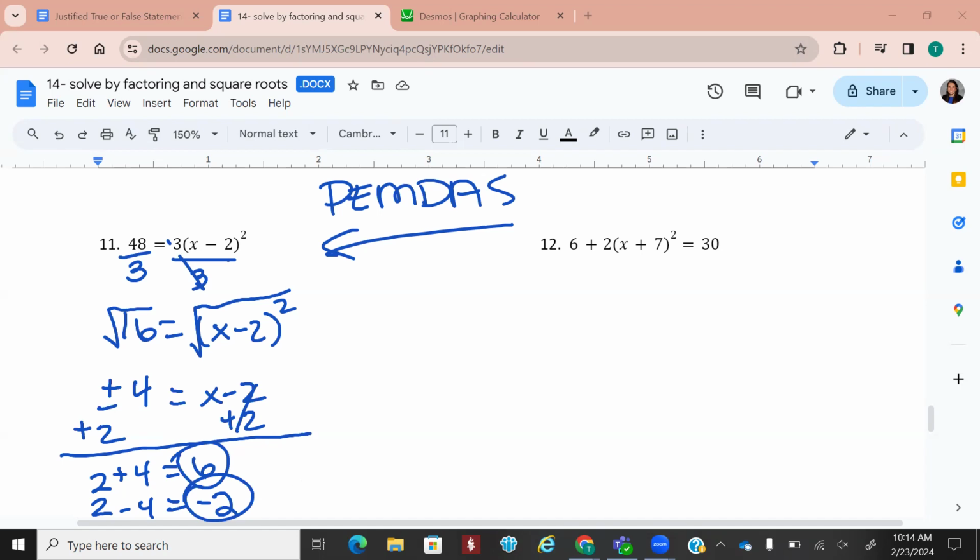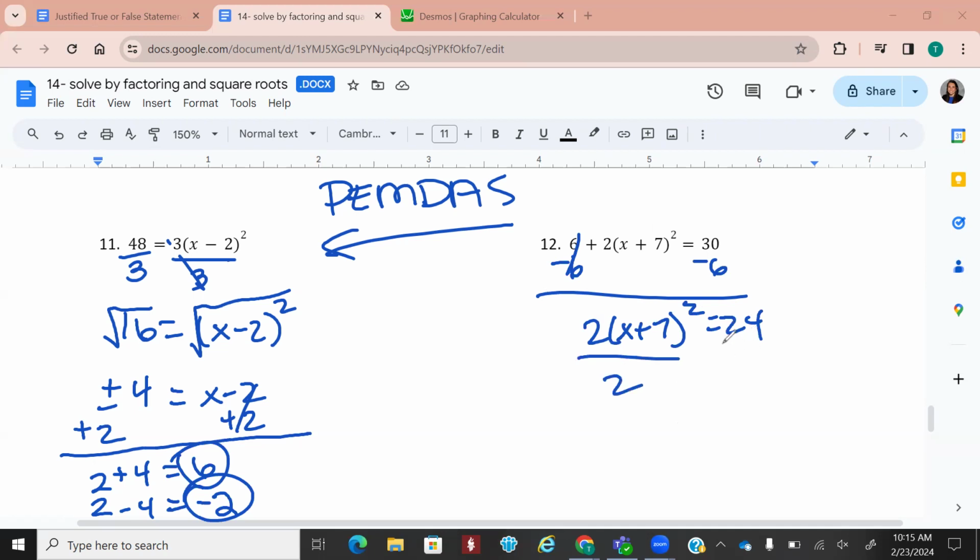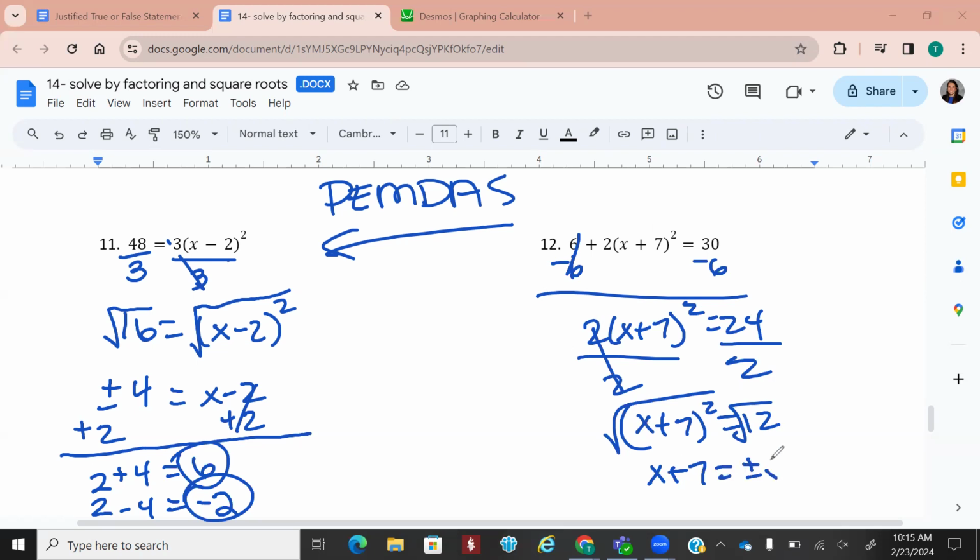Okay, so this one's just a little different, and it's because it has that x minus 2 parentheses in it. Same concept's going to happen on 12. We're going to subtract 6, and then we're going to divide by 2. We want to get x by itself, so we're going to take the square root of both sides. And that gives us positive and negative square root of 12.